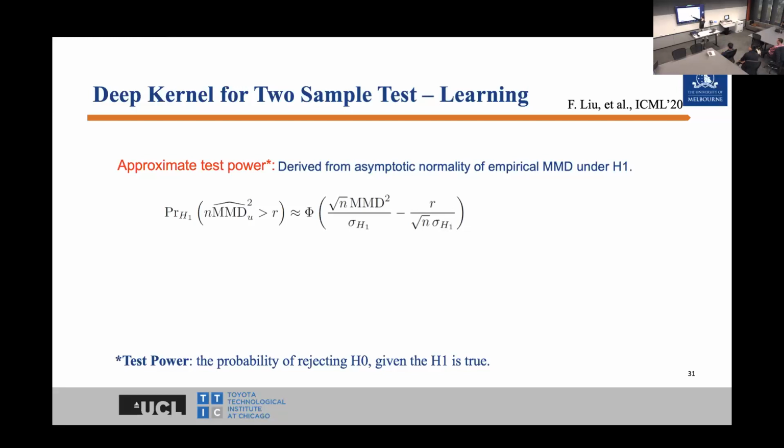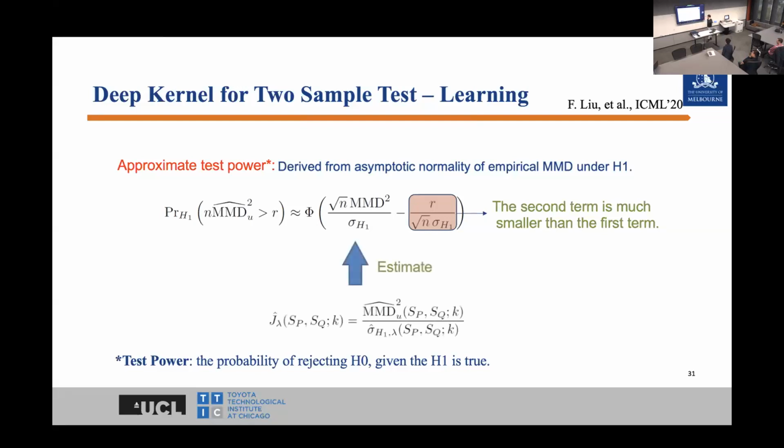Inside, we have two terms. The first term is related to square root n, and the second term is related to 1 over square root n, and R is a constant. If we have a relatively large n, the first term is greater than the second term, so we can only use the first term to help us maximize the test power. Square root n is related to the sample size, which we cannot change if our data is fixed. So we want to maximize its coefficient, MMD squared over its variance.